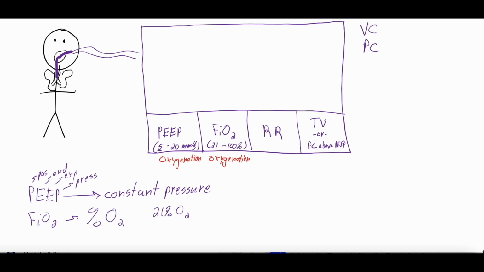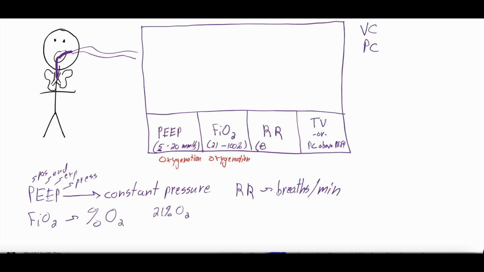Up from 21%, which is what you're breathing on room air. All right. The respiratory rate is the number of breaths you're getting per minute. So someone who's just existing out in the world is usually breathing somewhere between 12 to 16 times per minute. But you can set the respiratory rate at whatever you want. We very rarely go less than 8, and even 8 is incredibly low.